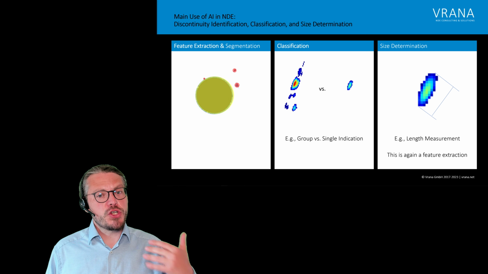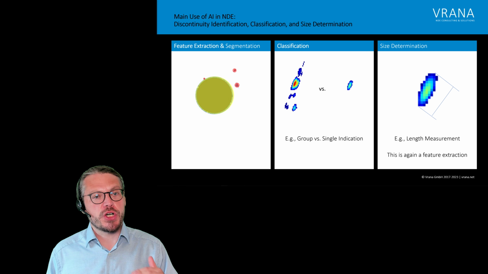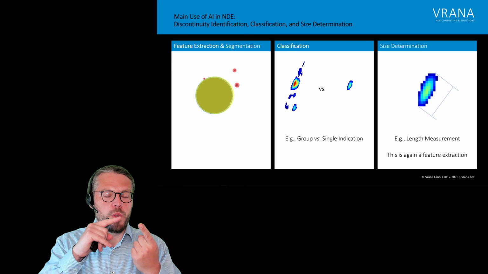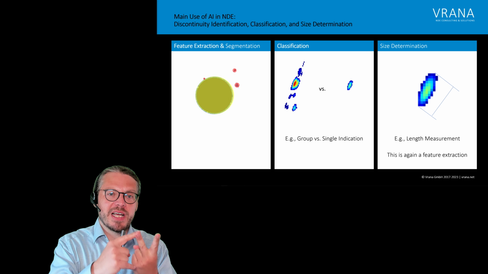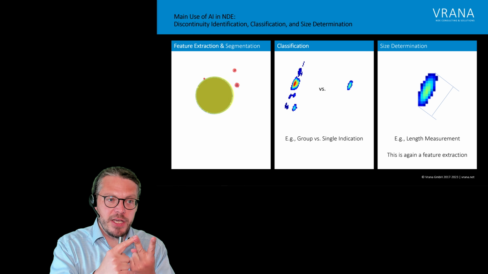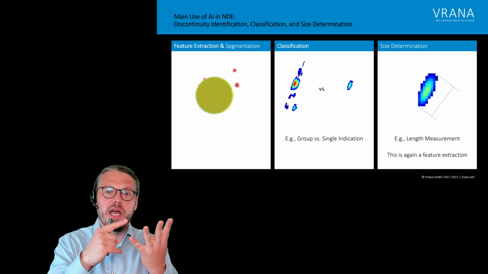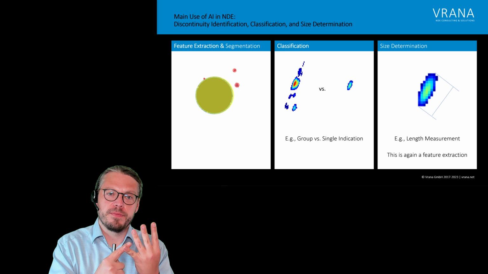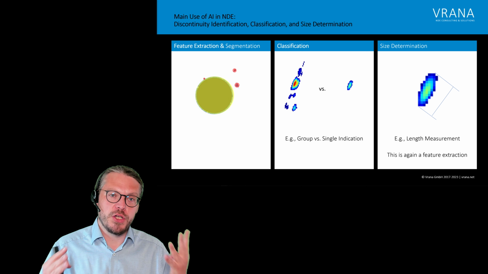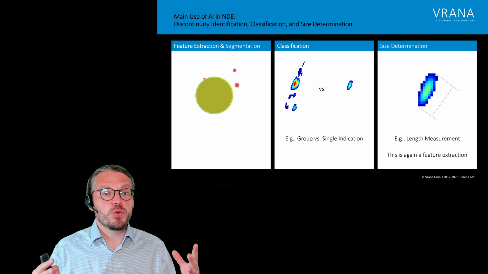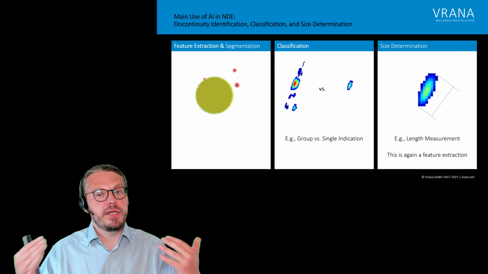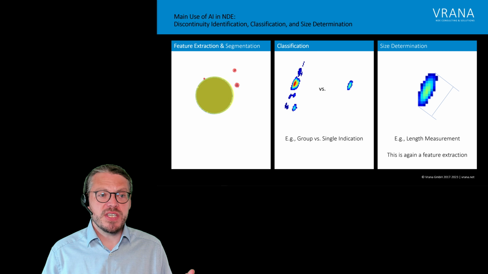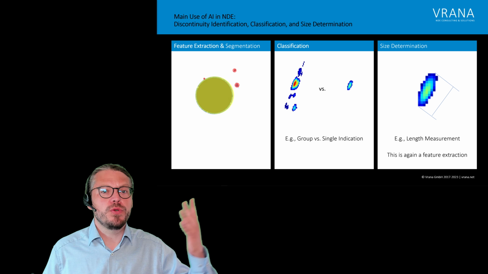Now, size determination is again a feature extraction. So in essence, what we need to do is a feature extraction, a segmentation, a classification, and another feature extraction. Those are the things we need to do. And those are the things we can give to an artificial intelligence. And now let's see which neural networks can do those jobs.